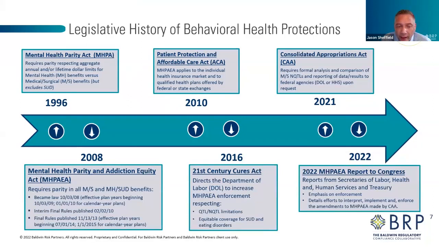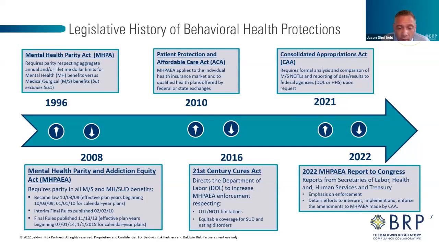Hopping forward to 2008, we got the Mental Health Parity and Addiction Equity Act, which is the substance of what we're talking about today, MHPAEA, which required parity with respect to medical surgical benefits as to mental health and substance use disorder benefits. So parity across all lines there. It became law on October 3rd of 2008, effective for years beginning October 3rd of 2009 or January the 1st of 2010 for calendar year plans.